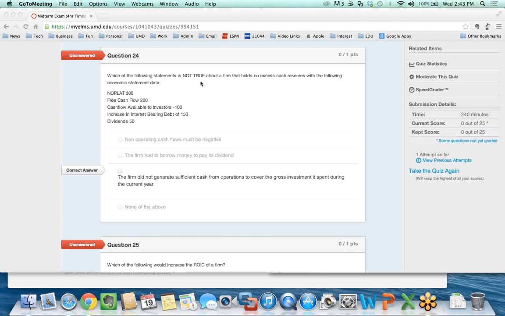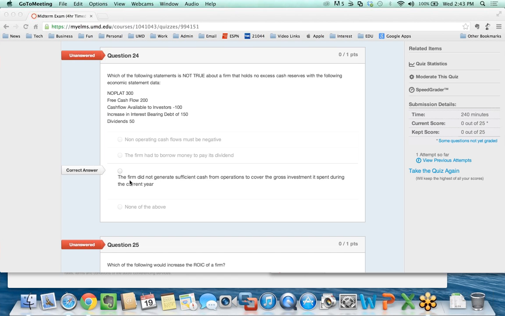I'm looking for what's not true. Second, the firm had to borrow money to pay its dividends. Well, this firm clearly had negative CFI. So in this case, with negative CFI, the company had to borrow money in order to pay its dividends. They didn't have the cash to pay the dividends. So in this case, that would also be a true statement.